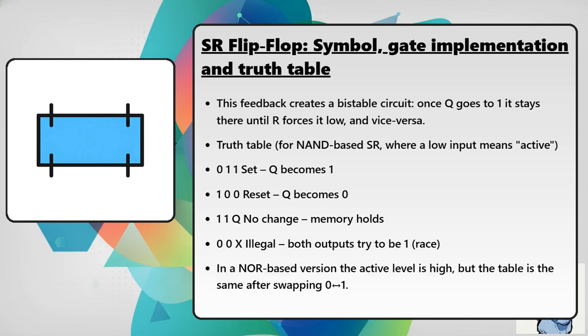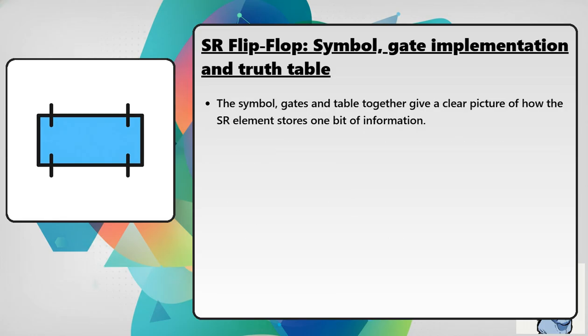In a NOR-based version, the active level is high, but the table is the same after swapping 0 and 1. The symbol, gates, and table together give a clear picture of how the SR element stores 1 bit of information.